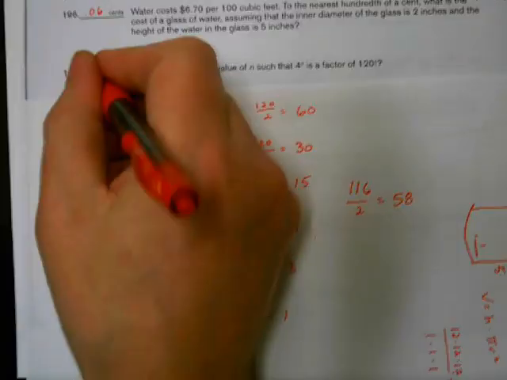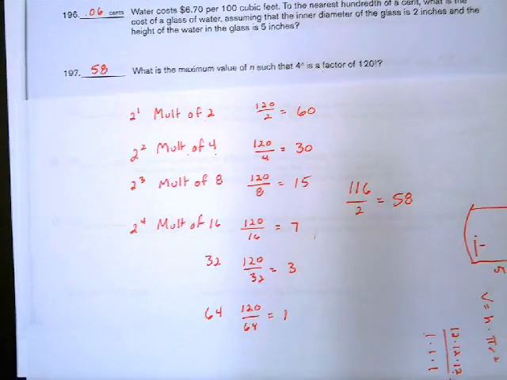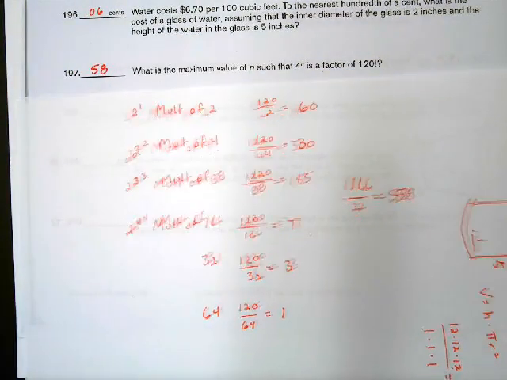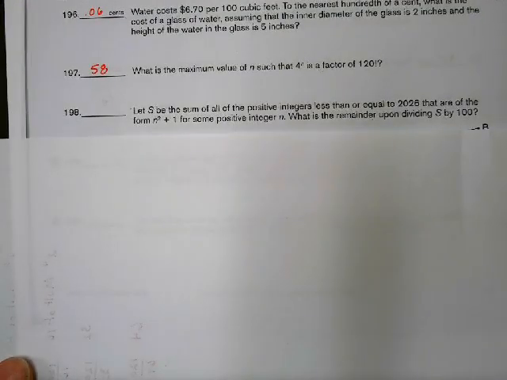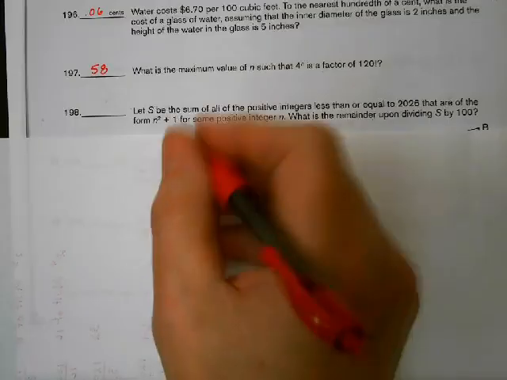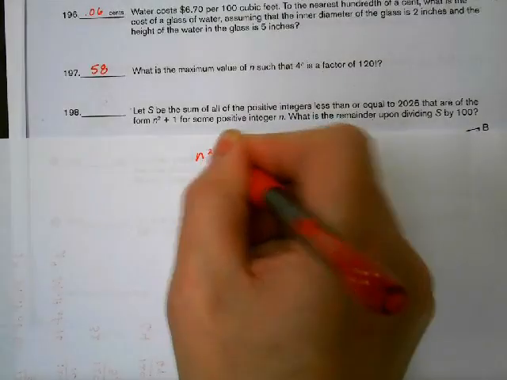Oh, almost there. Let S be the sum of all positive integers less than or equal to 2026 that are of the form n squared plus 1 for some positive integer n. What is the remainder upon dividing S by 100? So I want all the numbers where I can get n squared plus 1 less than or equal to 2026.